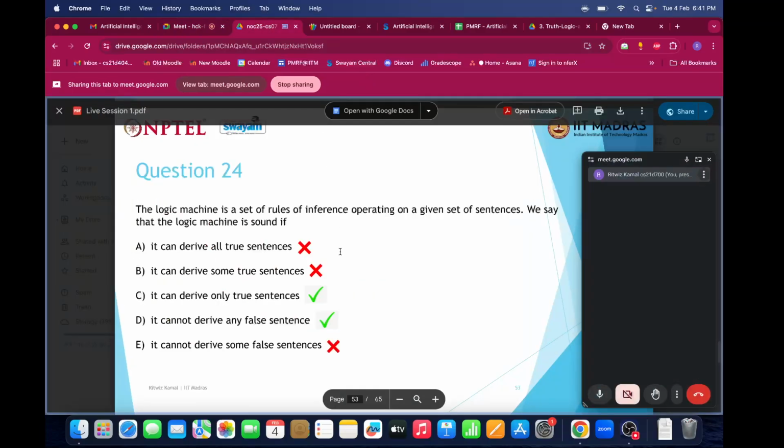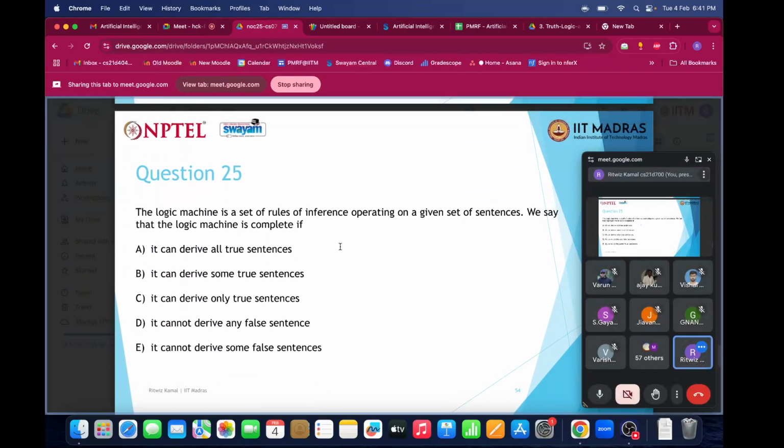So let's move on to question 25 then, which again deals with completeness. Which of these do you think would be applicable in the case of a logic machinery that is complete?